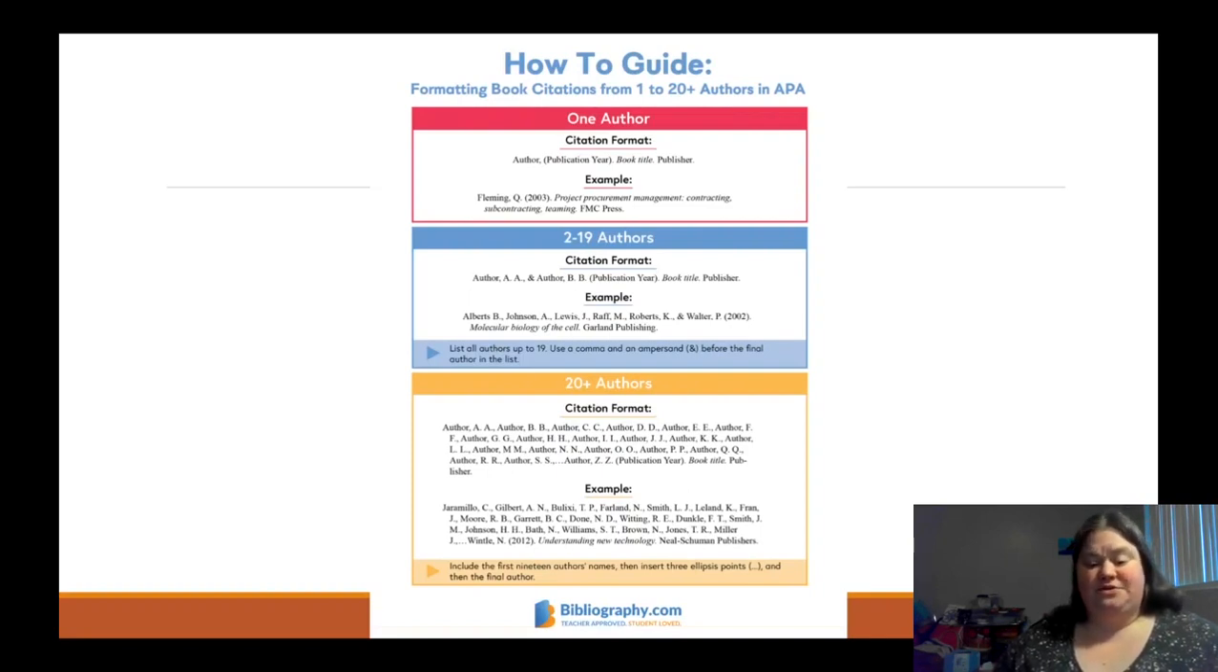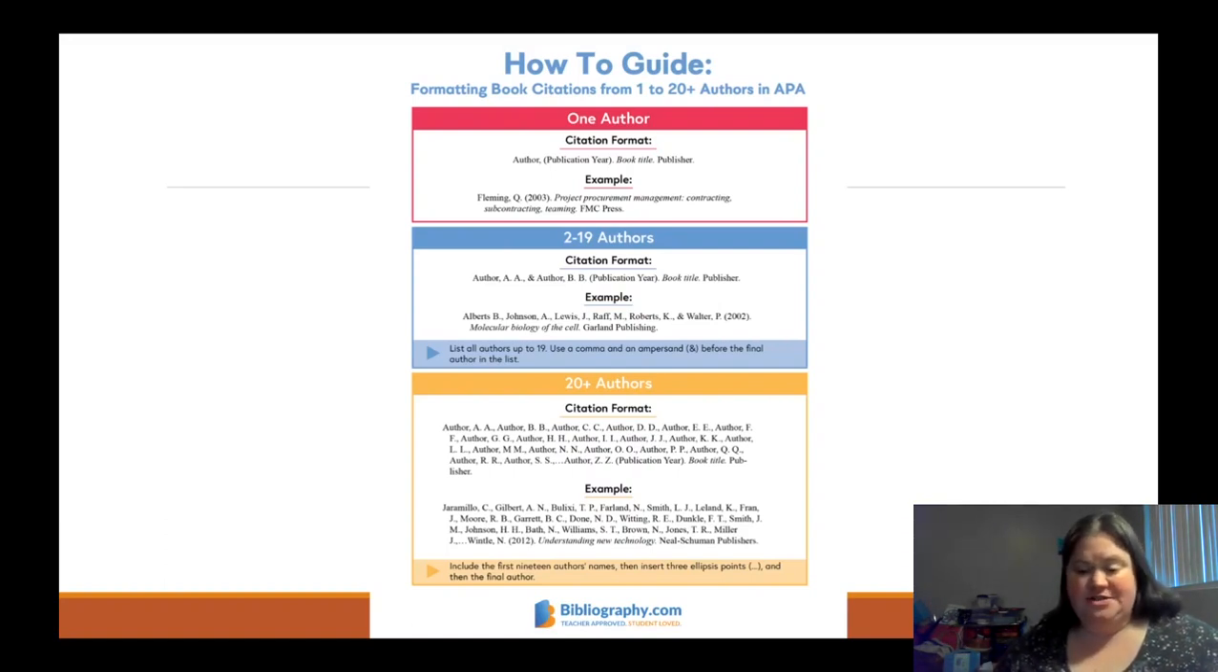So remember I told you there were lots and lots of authors in some papers. This is another handout from bibliography.com that shows if you have one author, how you can cite it. So it's just the Fleming, comma, W or Q, comma, year, on you go. If you have 2 to 19 authors, then you list them all with the ampersand before the final author on the list. If you have more than 20, you don't have to list all of them.